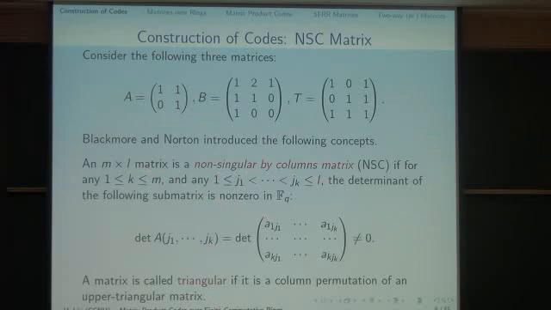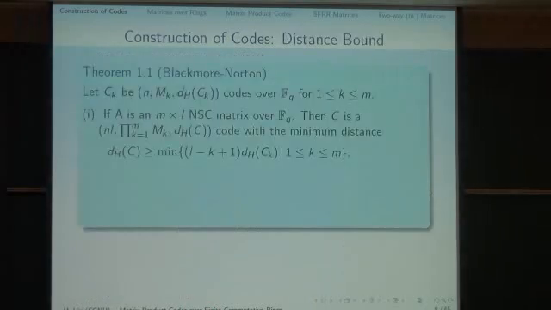Here is another notation. A matrix is called triangular if it is a column permutation of an upper triangular matrix. We will use this in the following. So, using the special matrices that are non-singular by column, Blackmore and Norton give the following results.